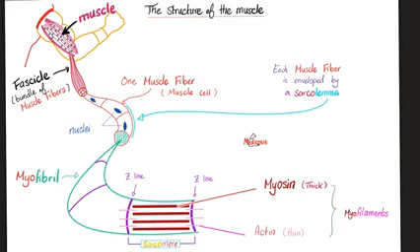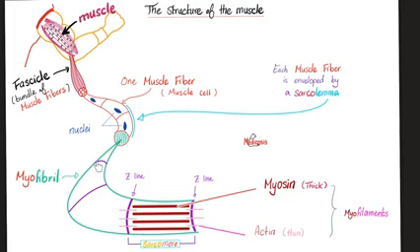What the flip is a sarcomere? Let me explain. Here is your muscle. Each muscle is made of fascicles. Each fascicle has muscle fibers. This is a singular muscle fiber. If this is a skeletal muscle, each cell will have many nuclei. This is multinucleated. And then each muscle fiber is made of muscle fibrils.